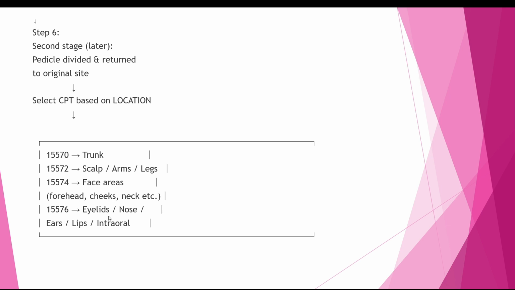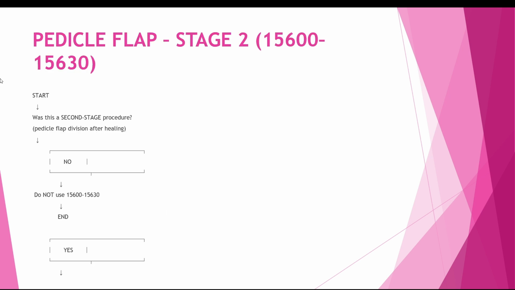And 576 is for the eyelids, nose, ears, lips, and intraoral. Next, we have the pedicle flap stage 2. Here, the patient has a previous pedicle flap. The primary procedure is done, and now he is here for the second stage. The first stage is already done, and he is coming for the second stage, that too for the pedicle flap division.